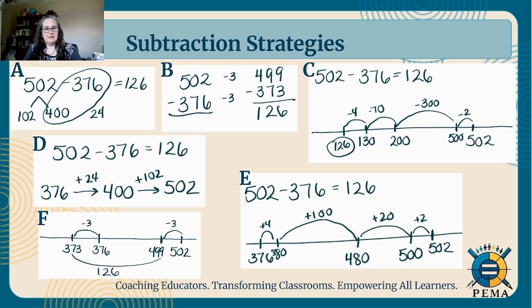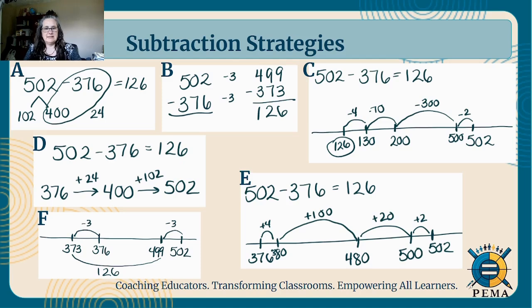In B and F, we are using constant difference. So B shows that if we subtract 3 from 502 and subtract 3 from 376, it makes an easier problem where we can actually use an algorithm approach to subtraction, but we don't have to do any regrouping because we use the strategy of constant difference. F on the bottom there shows on a number line why that strategy works for this problem and why constant difference works as a strategy.